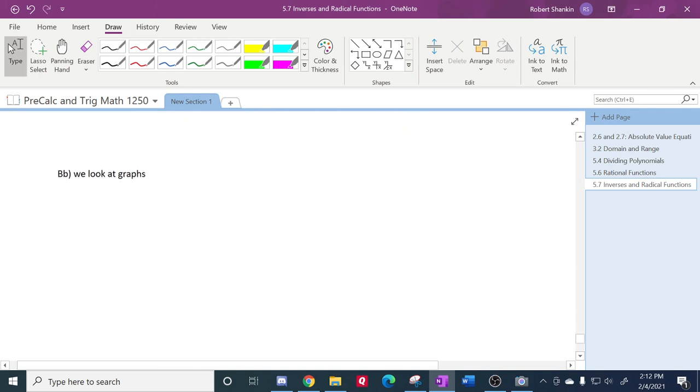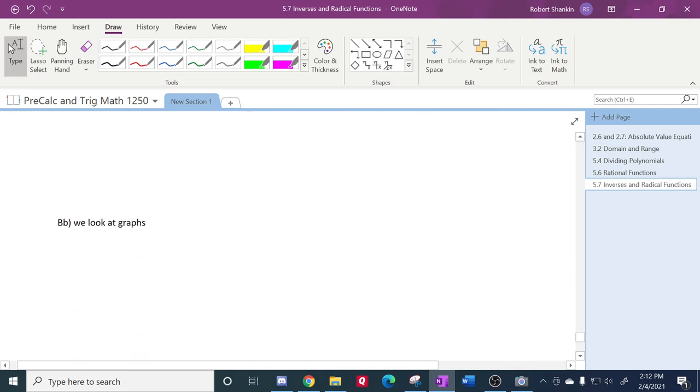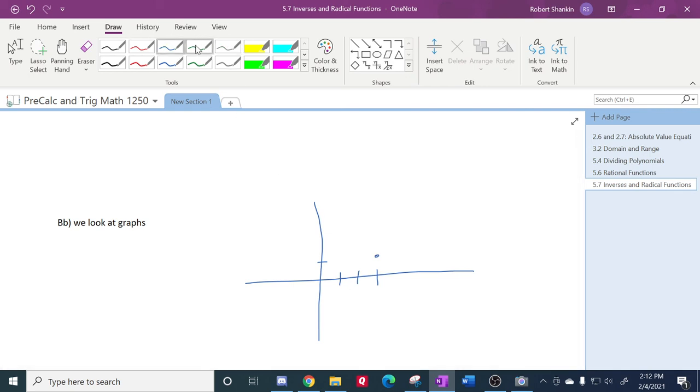Now, when we look at graphs, when you take a point and you flip it around, what does it do? If you took the point 3, 1, and you turn it around so it becomes the point 1, 3, one over, 3 up. Well, let's make it stand out a little more. Let's put these in red.